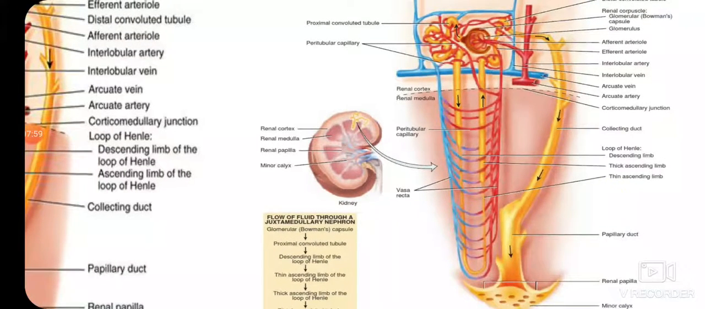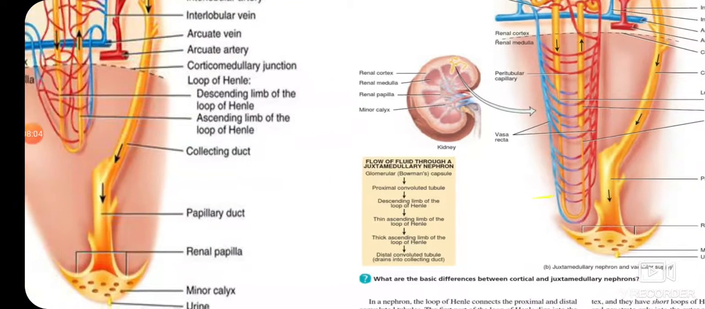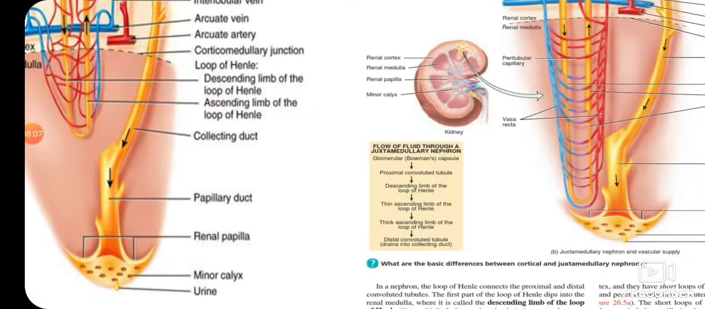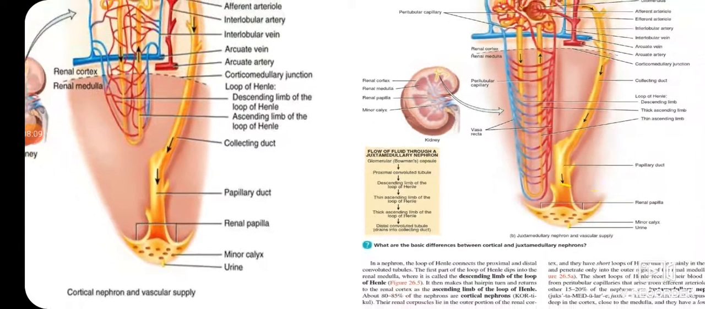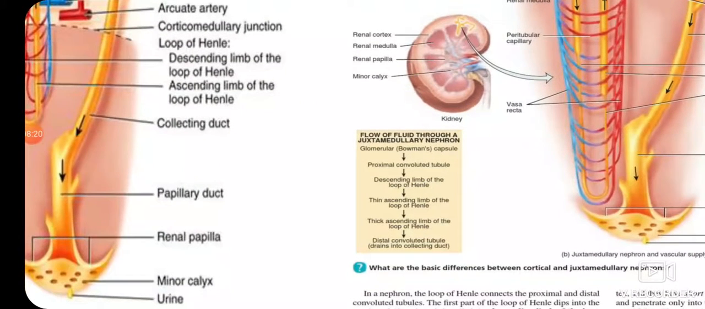Okay, almost all the same. In the cortical nephron, they don't have the thin ascending limb of nephrons. Okay, now the flow of fluid through a juxtamedullary nephron, same as before. Blood comes into the Bowman capsule, is filtered, and then transfers the fluid into the proximal convoluted tubule.